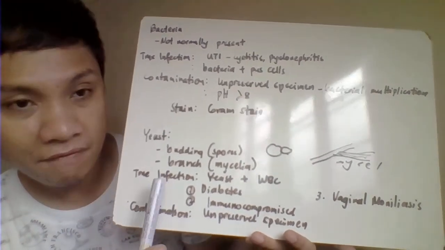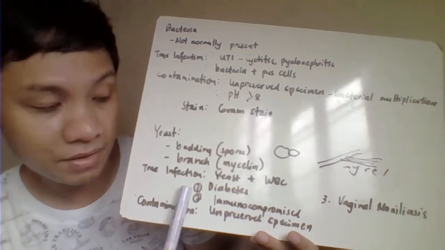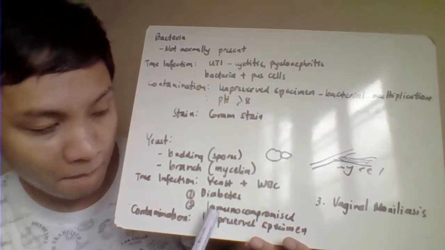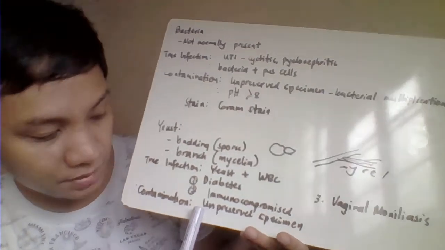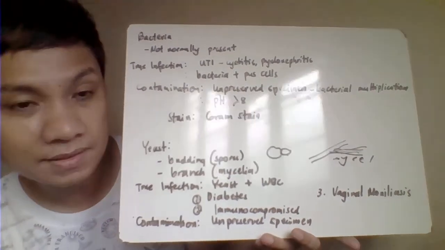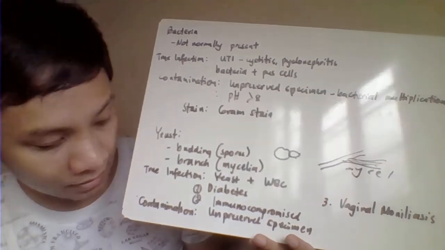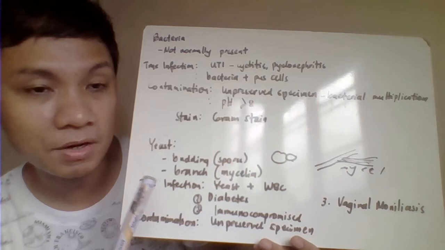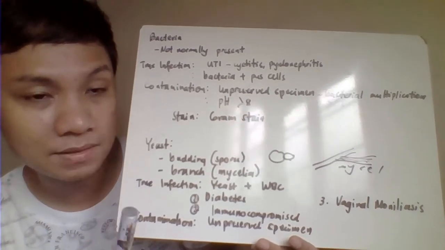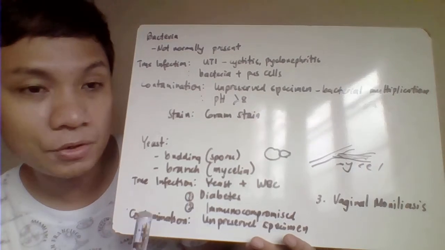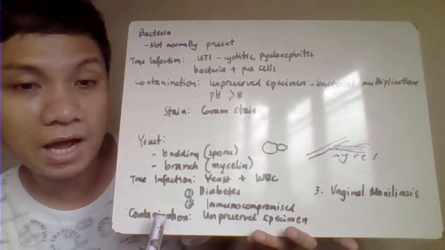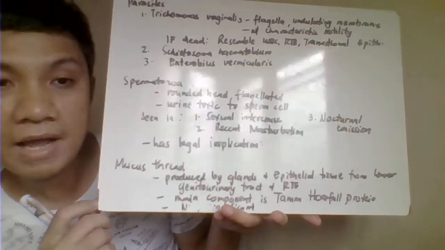Another one, a yeast infection could signify the presence not only in the diabetic patient but also in the immunocompromised or even in patients with vaginal moniliasis, which is a sexually transmitted disease. On the other hand, if it is a true yeast infection, if you have yeast cells, you should also have WBC. But if what you have is only yeast cells, that would signify contamination, meaning the specimen is unpreserved. And then we also have your parasites.